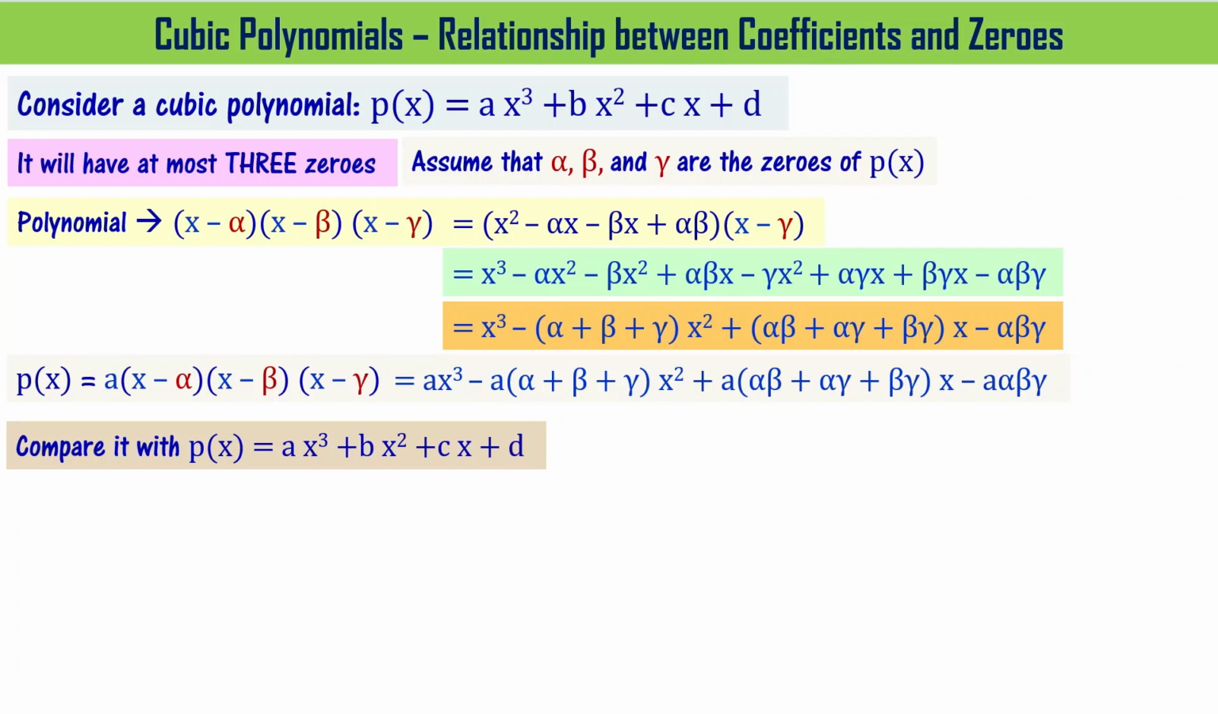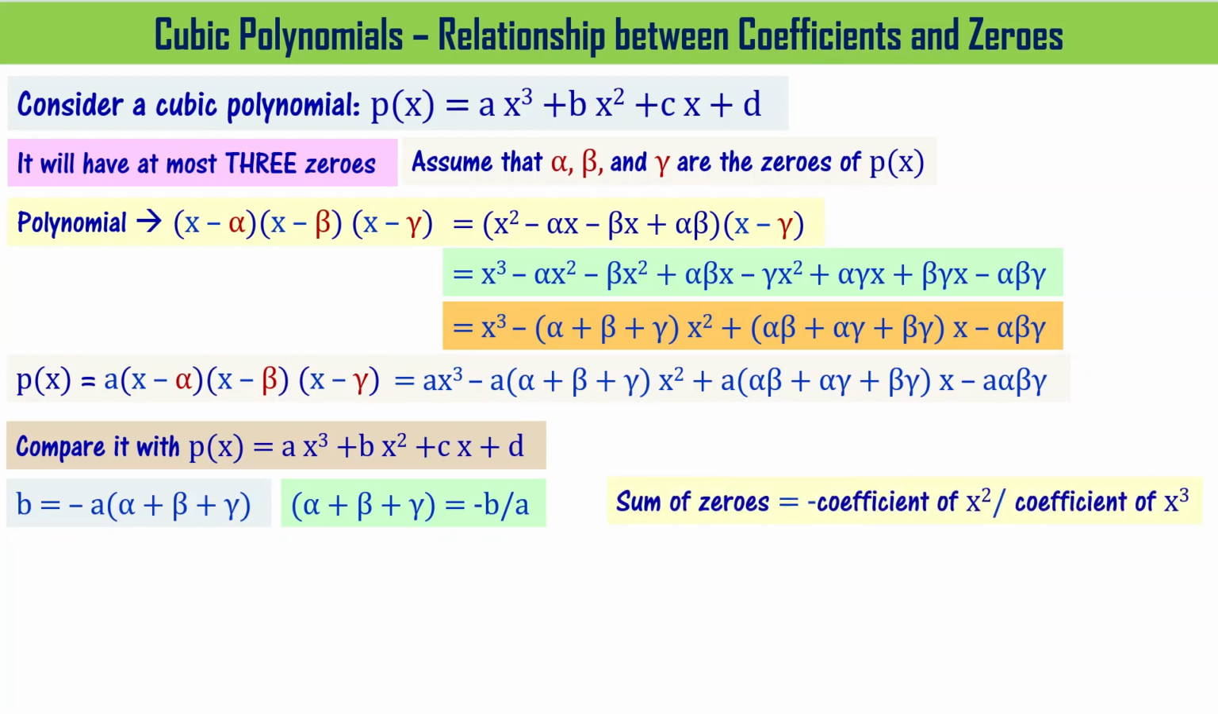Now, when you compare the terms containing x square, what you can say is b equals minus a times alpha plus beta plus gamma, right? It means alpha plus beta plus gamma can be written as minus b by a. So we can now say that the sum of zeros equals the negative of coefficient of x square divided by coefficient of x cube, right? In the p of x expression, ax cube plus bx square plus cx plus d, b is the coefficient of x square and a is the coefficient of x cube, right? That's why we have written sum of zeros equals negative of coefficient of x square divided by coefficient of x cube.